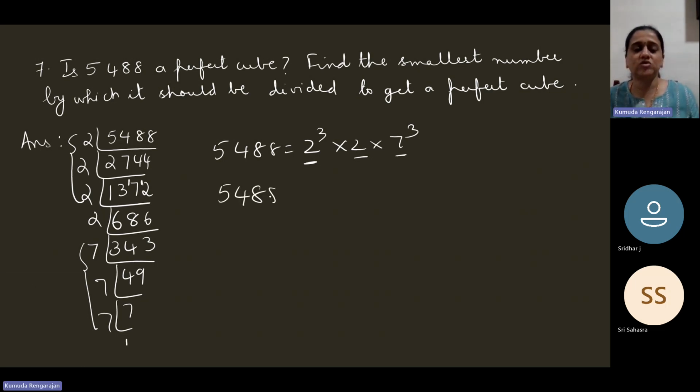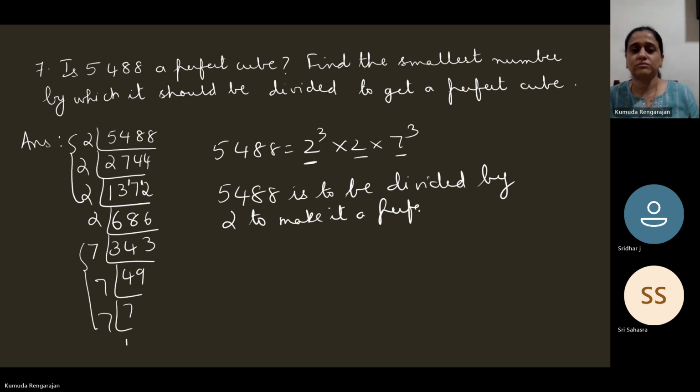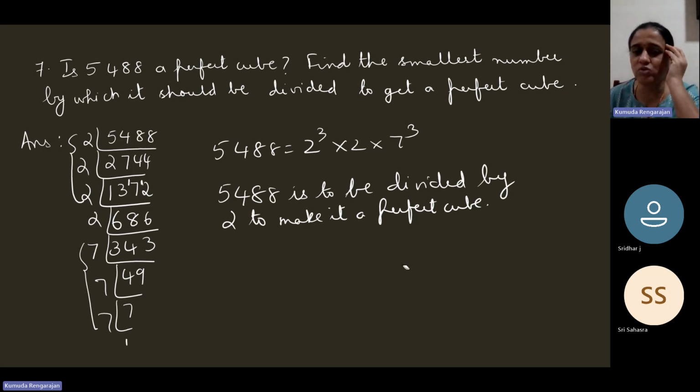5488 is to be divided by 2 to make it a perfect cube. It should be divided by 2 to make it a perfect cube. It should be multiplied by 4 to make it a perfect cube. Multiplied by 4 or divided by 2.